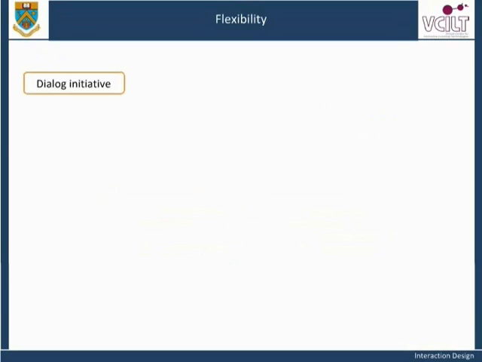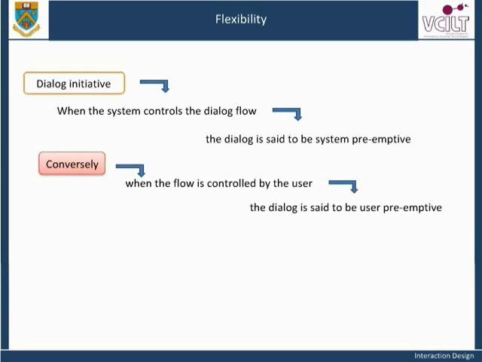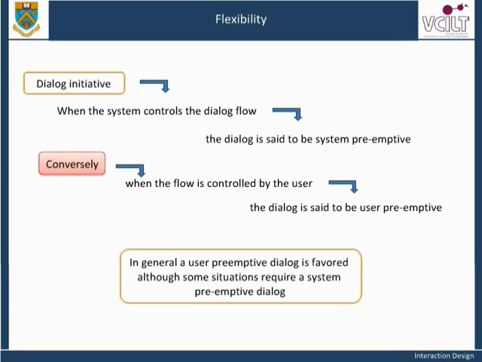Dialogue initiative. When the system controls the dialogue flow, the dialogue is said to be system preemptive. Conversely, when the flow is controlled by the user, the dialogue is said to be user preemptive. In general, a user preemptive dialogue is favored, although some situations require a system preemptive dialogue.